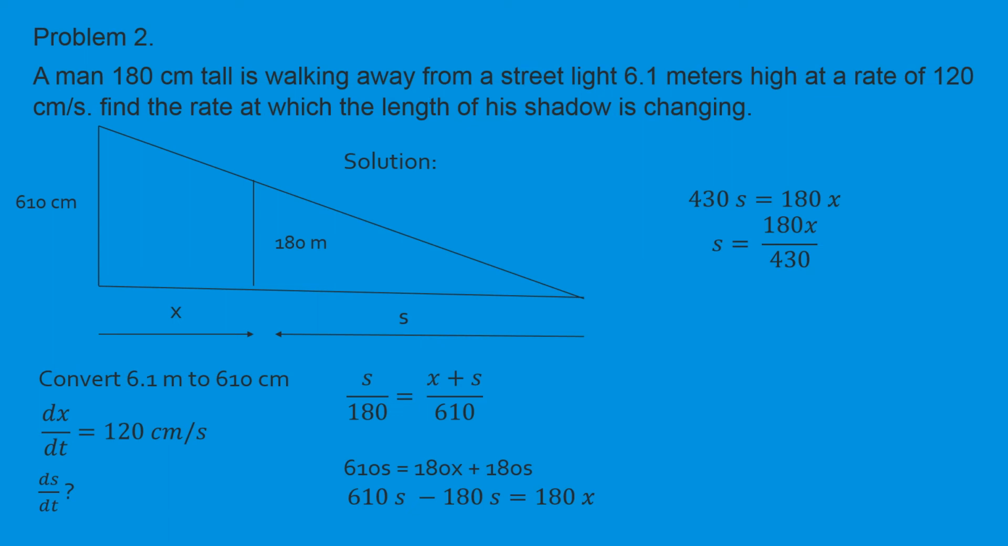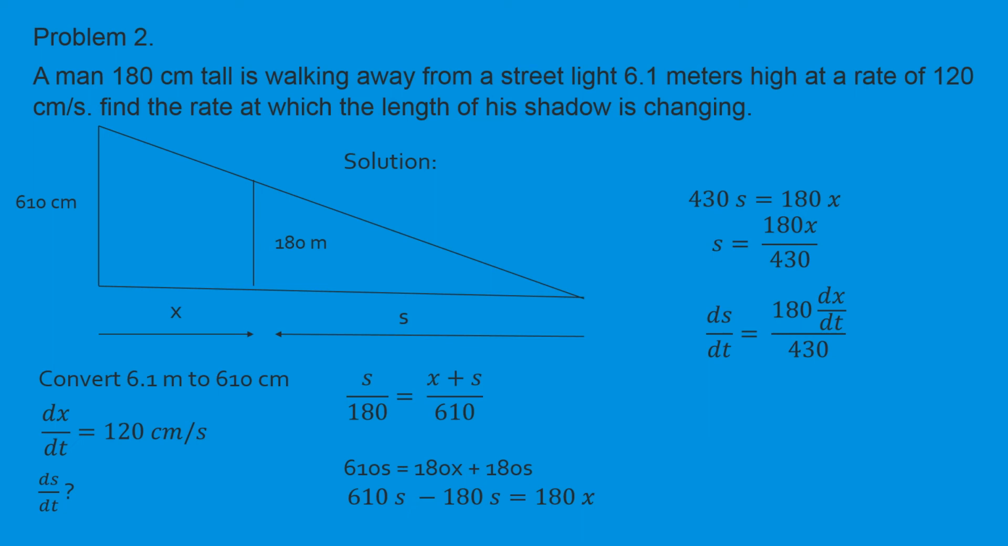So at this time, because we are asked to identify ds over dt, we can get the derivative of this quantity. S is equal to 180x over 430. So its corresponding derivative, we have ds over dt is equal to 180 dx over dt over 430. So that is the corresponding derivative from the above equation.